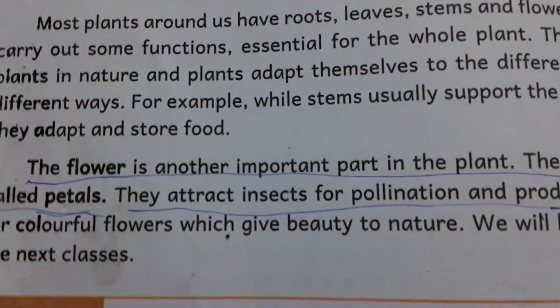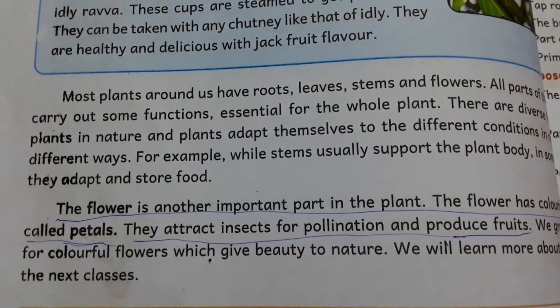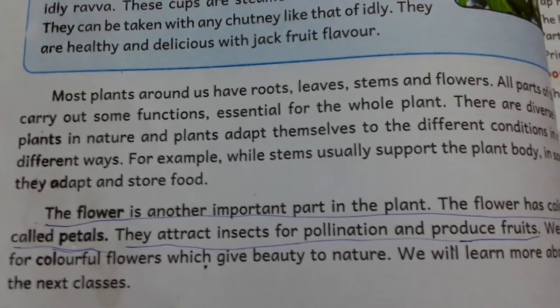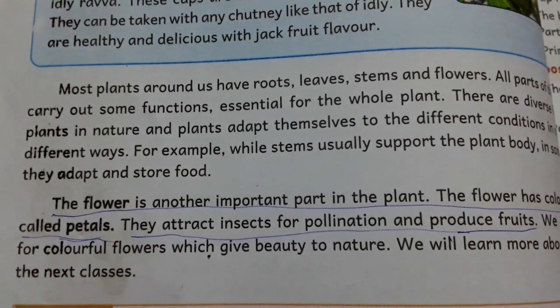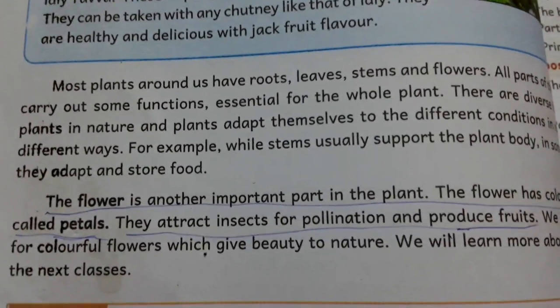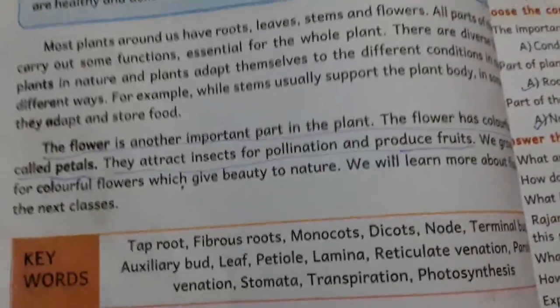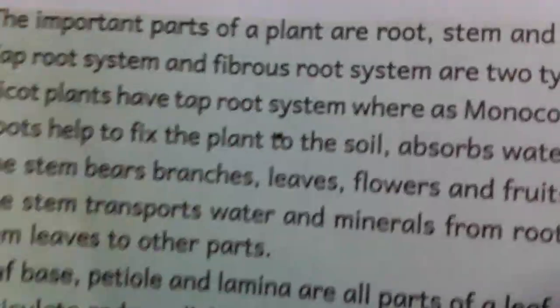is another important part in the plant. The flower has colorful parts called petals, and they attract insects for pollination and produce fruits, and we grow plants for colorful flowers which give beauty to nature. We will learn more about this in the next classes, and these are the keywords and what we have to learn. This is the recapitulation of this lesson.